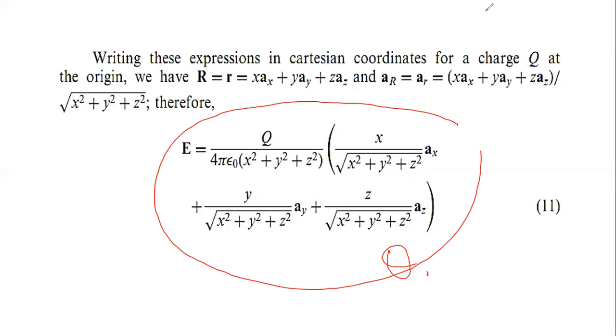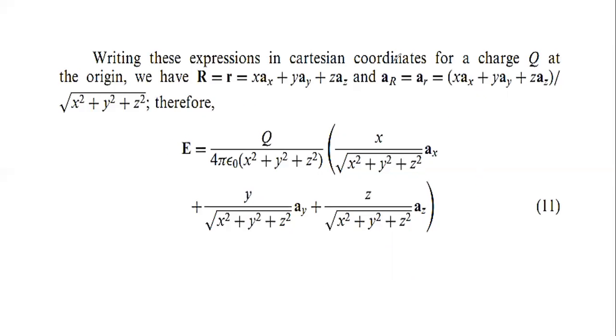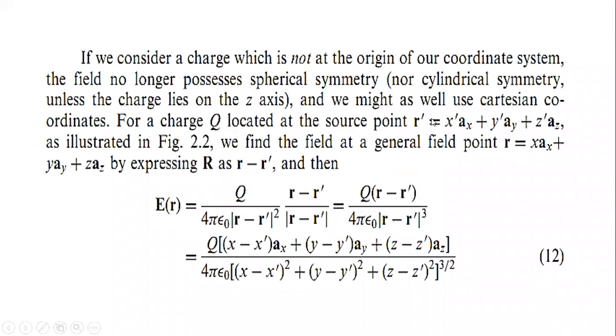Now if the source charge is not placed at the origin, what will we do? If we consider a charge which is not at the origin of our coordinate system, the field no longer possesses spherical symmetry nor cylindrical symmetry unless the charge lies on the axis. We might as well use Cartesian coordinates. For a charge q located at the source point r dash, we find the field at a general field point r by expressing R is equal to r minus r dash.